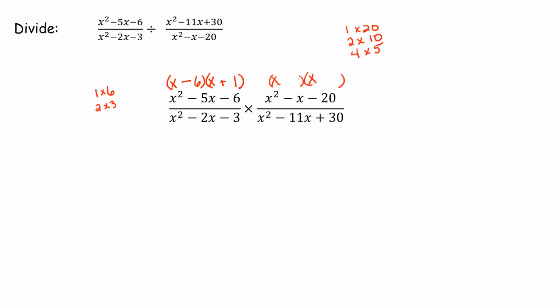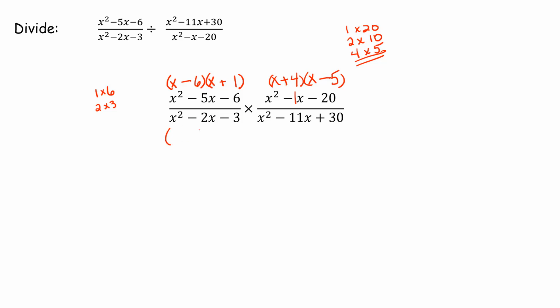And so if I try to do 1 and 20, there's no way I can make that add up to -1. If I use 2 and 10, there's still no way I can make that add up to -1 that I need right here. So 4 and 5 are what I need. I want to put the signs on these so that they add up to -1. So I need to make the 5 negative and the 4 positive. That will add up to -1 and will multiply together to give me -20.